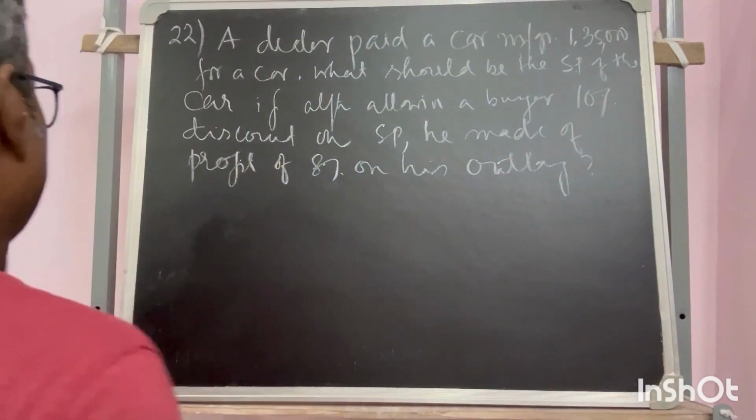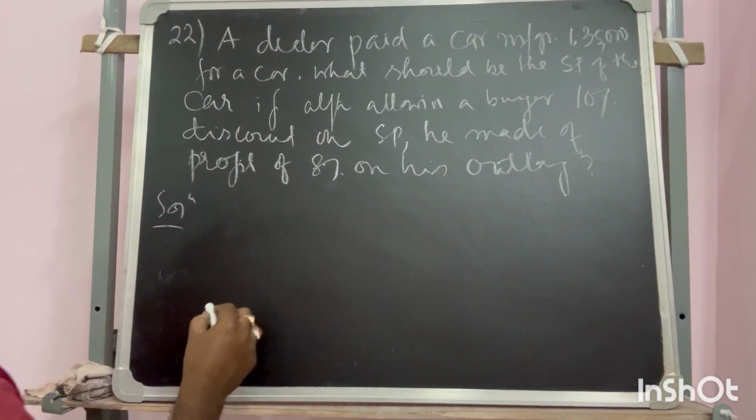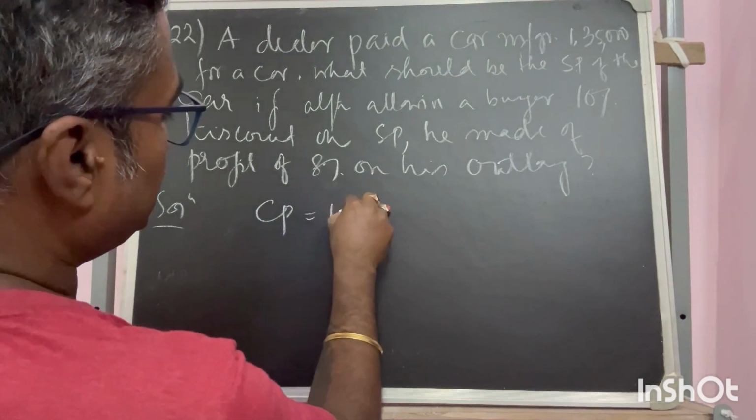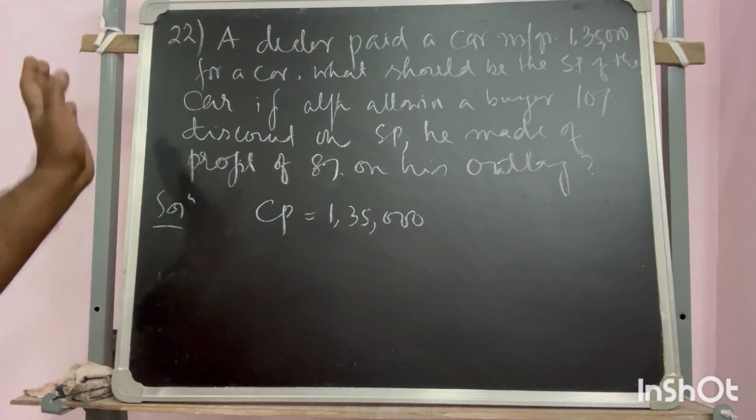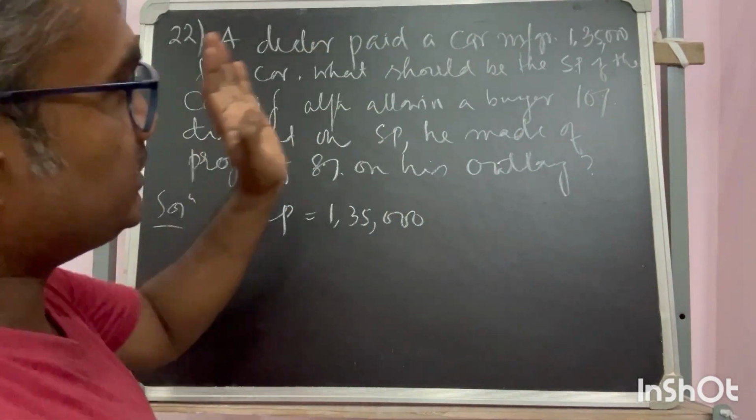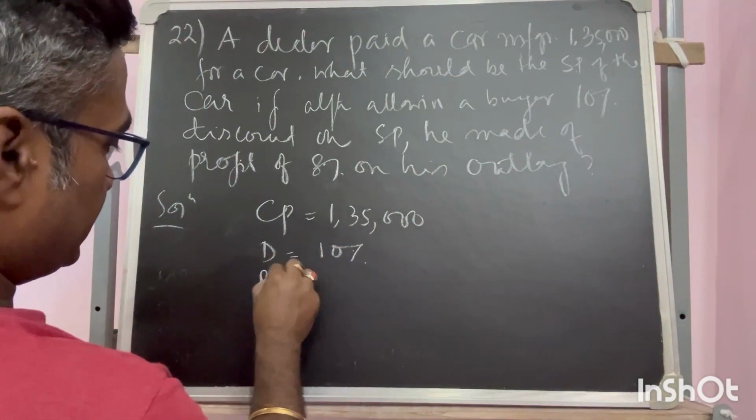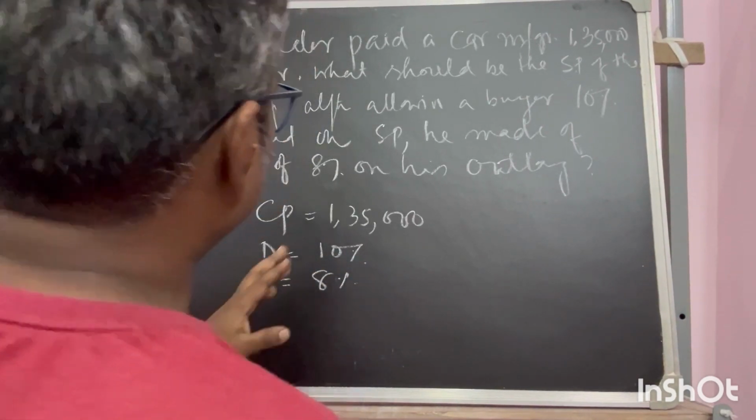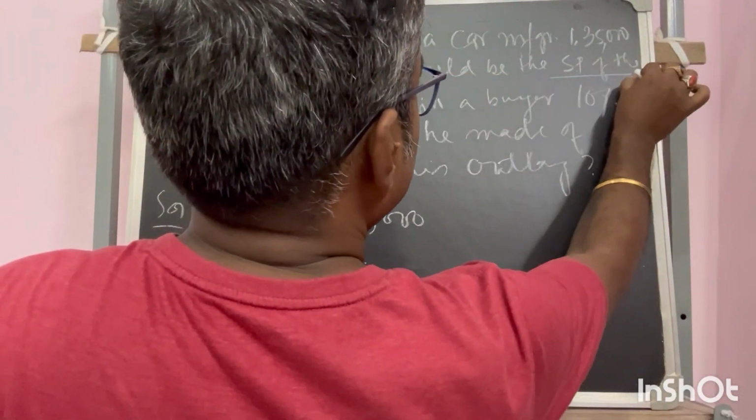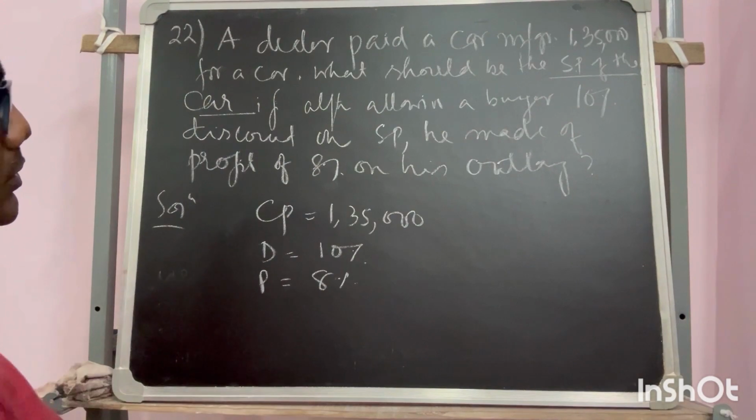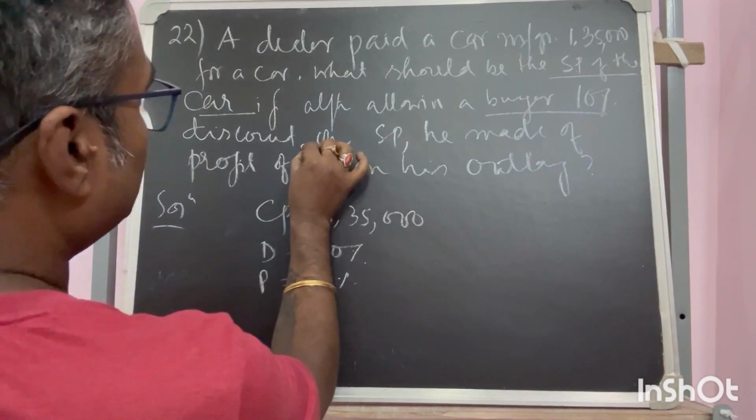So a dealer paid a car manufacturer 1,35,000. That means the cost price for him is 1,35,000, by which he is getting that car from the manufacturer. Now he is going to sell it. During selling, he is giving a discount of 10% and still getting a profit of 8%. The question asks what should be the selling price of the car, and it says the buyer gets a 10% discount on SP.